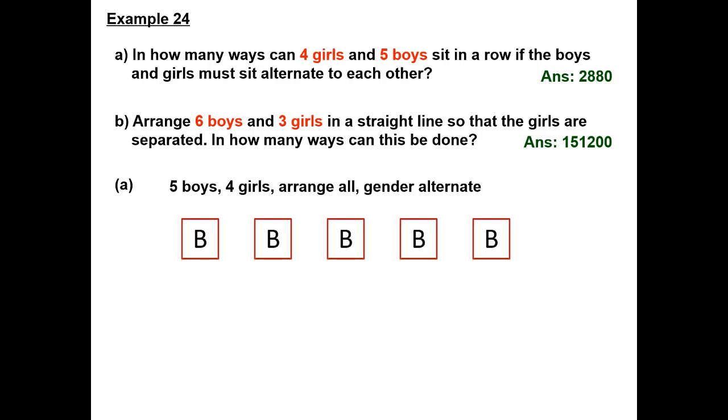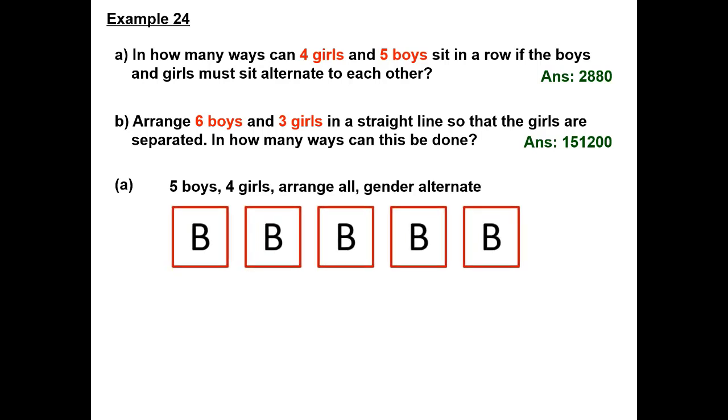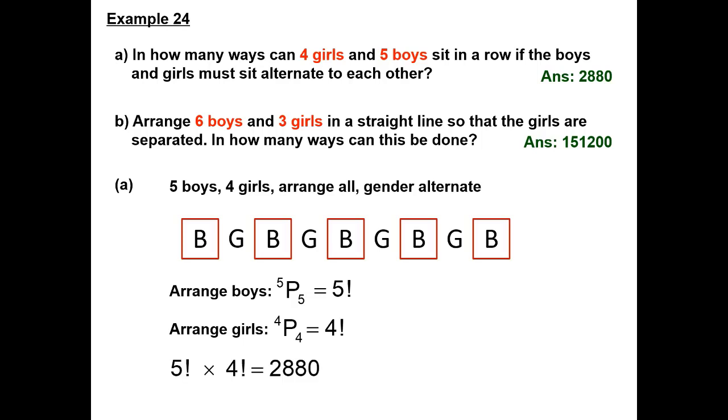First, we arrange the boys in a row. And we leave a blank space in between them. By arranging the boys, we get 5p5 equal to 5 factorial. Next, we arrange the 4 girls in between the boys. By arranging the girls, we get 4p4 equal to 4 factorial. So the final answer will be 5 factorial times 4 factorial equals to 2880.